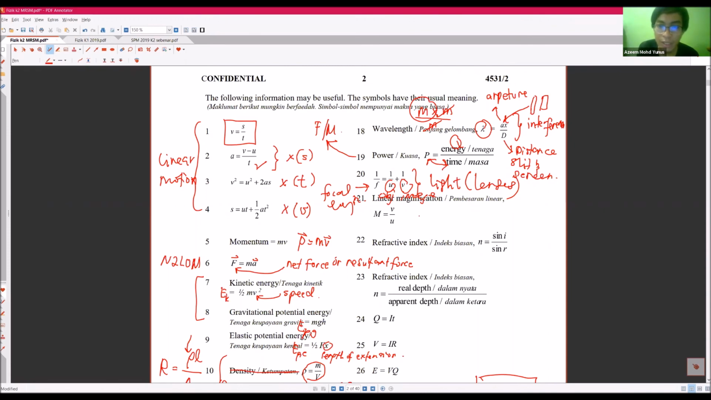Linear magnification, this is also light for lenses. It can also be used for mirrors, but SPM doesn't really ask other than for lenses. This is m, but either way, it means the same thing here, it's not mass. If it's a small m, it doesn't mean mass, it's still linear magnification. Image distance over object distance, or image size over object size. The formula is similar to the mathematics formula for magnification, the enlargement scale factor, image over object.